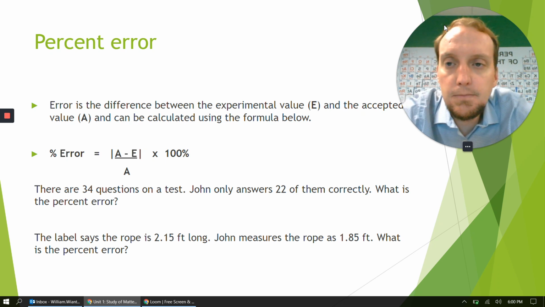Again, both that and what we just talked about with precision and accuracy are ways that we could communicate the reliability or our confidence within our experimental answers.